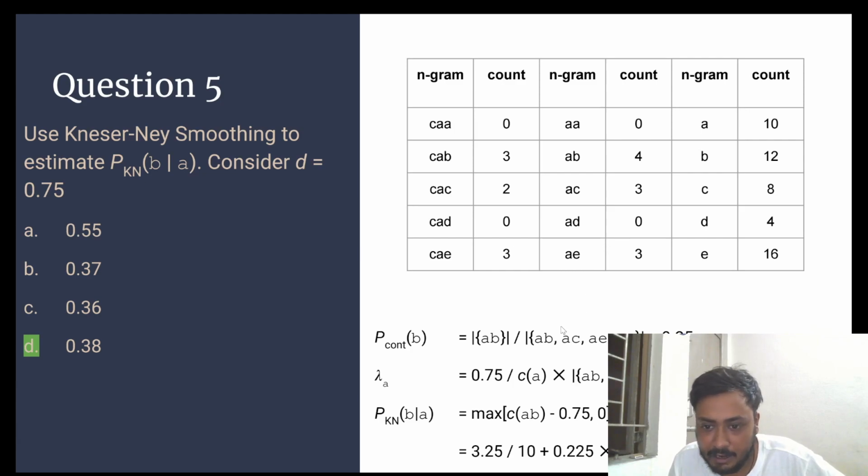Okay, so you have AA does not exist and AD does not exist. Remember that. So you have AB, AC, AE. These three you have, and one more is there, that is CA. So CA, AB, AC, AE. These are the 4 unique bigrams. These two are 0. That is why they are not here. So probability of continuation of B, you have to count the numerator and the denominator. So that is 1 by 4, which is 0.25. Okay. Next, there is a lambda.